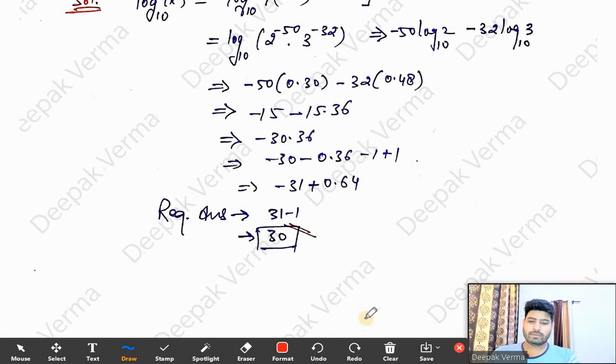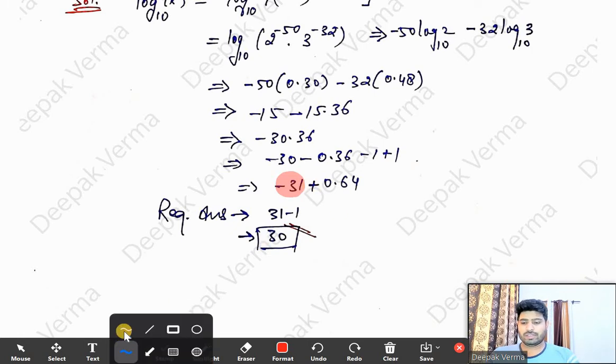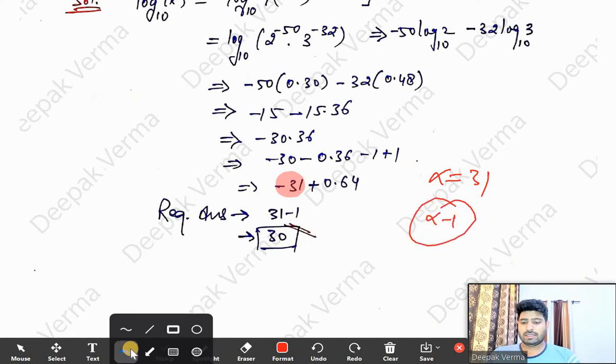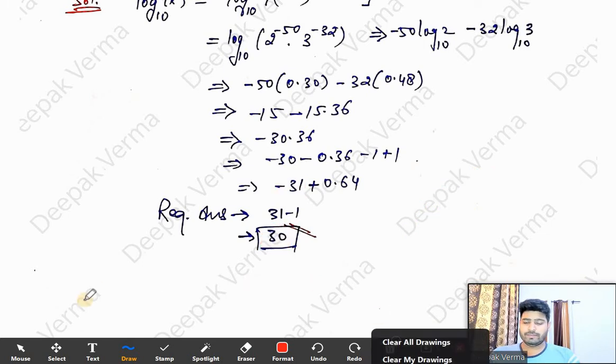In order to make the mantissa part positive, what do we do? Minus 1 plus 1. Got it? So minus 30 minus 1, we will get minus 31. 1 minus 0.36 will be 0.64. Got it? And here the characteristic is what? Minus 31. That is, alpha is equal to 31. Here alpha is equal to 31. Then the number of zeros will be alpha minus 1. That is 31 minus 1 will be 30. Hope it is clear. Should we move ahead?